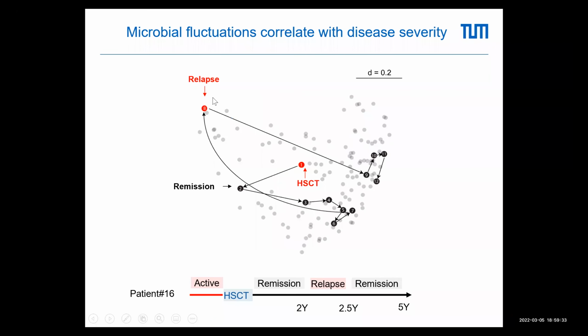And so in essence, that means that there are fluctuations along the disease course, and that the fluctuations or the changes in gut microbiota composition correlate with disease severity.